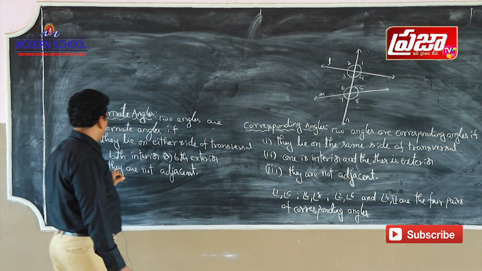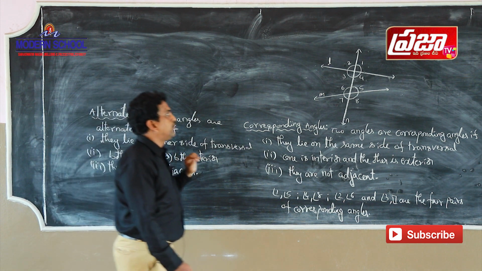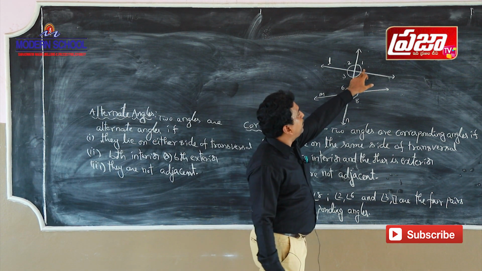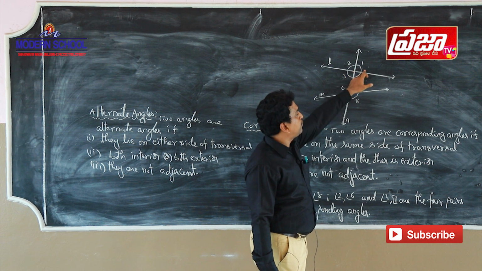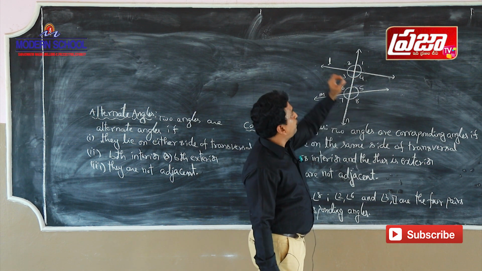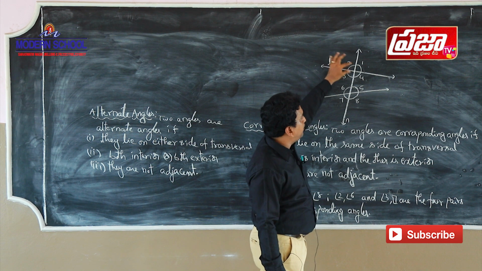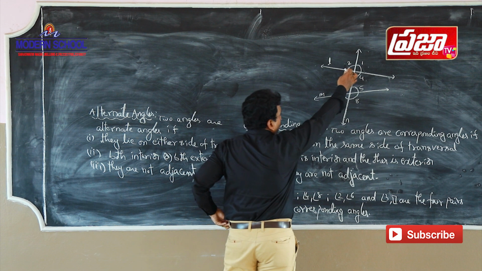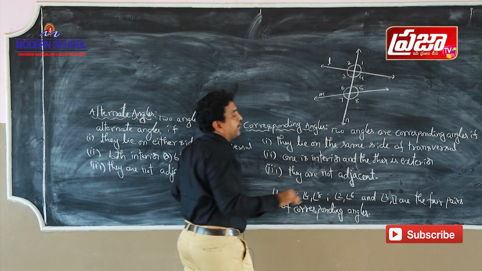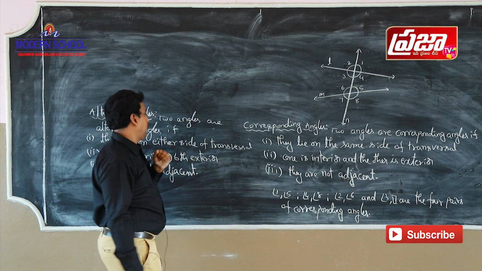Third point, they are not adjacent. So clearly angle 1 is adjacent to angle 2. That's why I have to take angle 8. So for angle 2, the alternate angle is angle 8. See once again, if you take angle 2, what is its alternate angle?